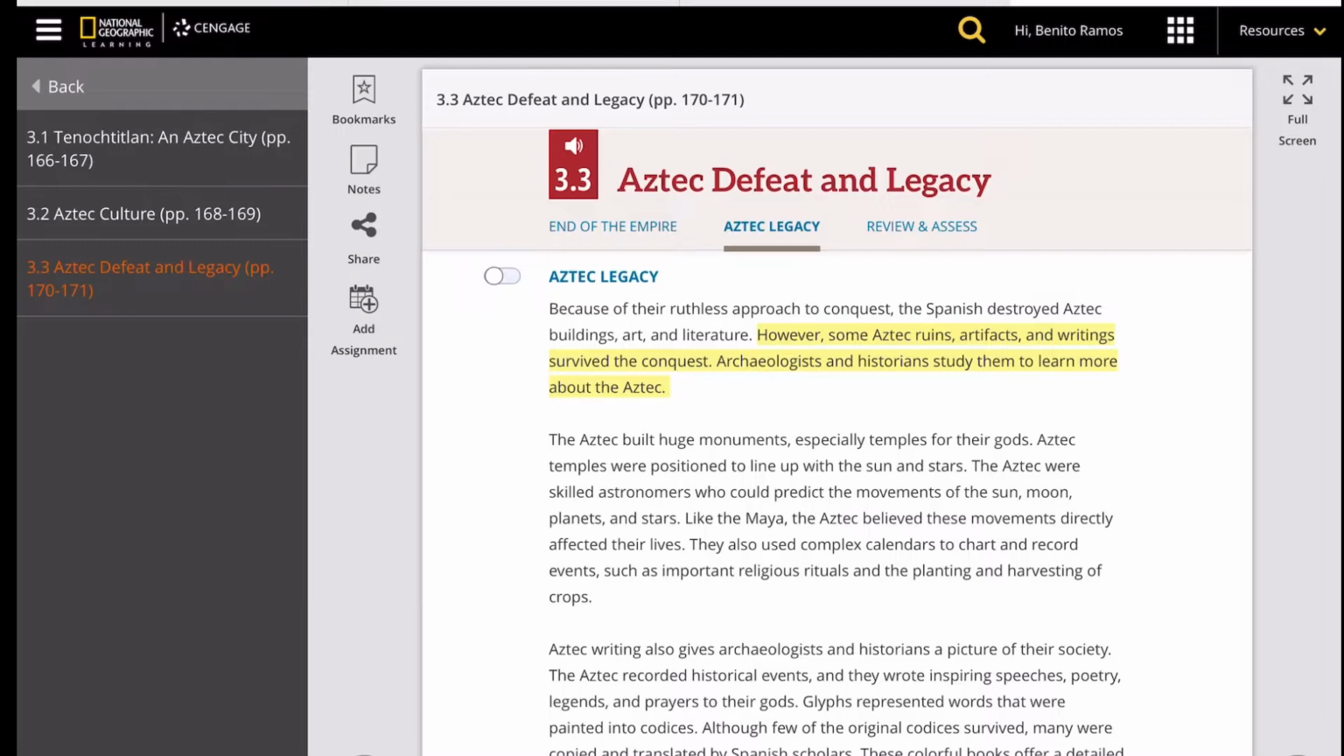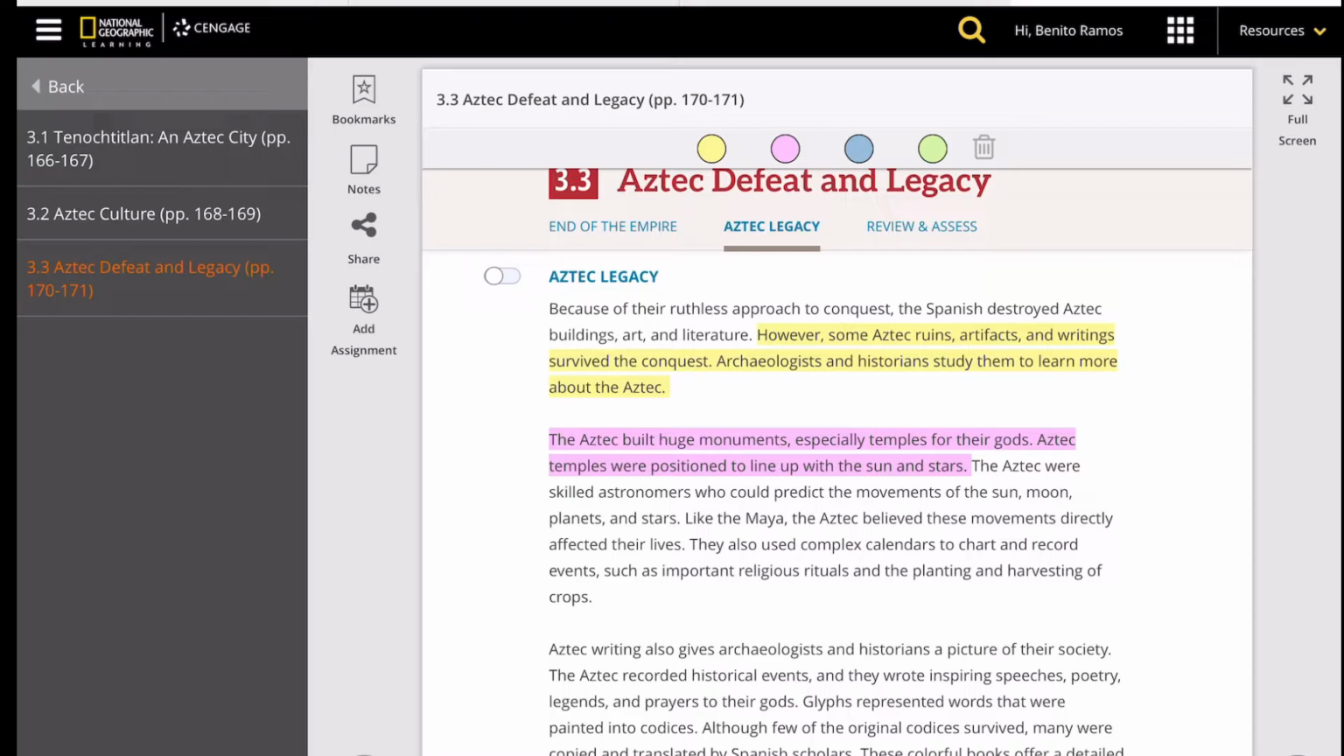Some buildings, art, and literature somehow survived. So these ruins were used by archaeologists and historians to study them and learn more about this magnificent culture. The Aztec built huge monuments, especially temples, as we learned in lesson 2 of this section, for their gods. And the temples were positioned to line up with the sun and the stars because they were great astronomers.